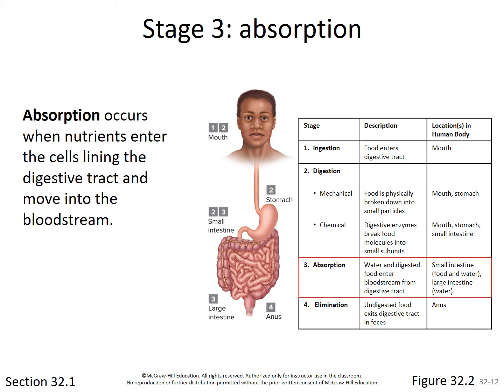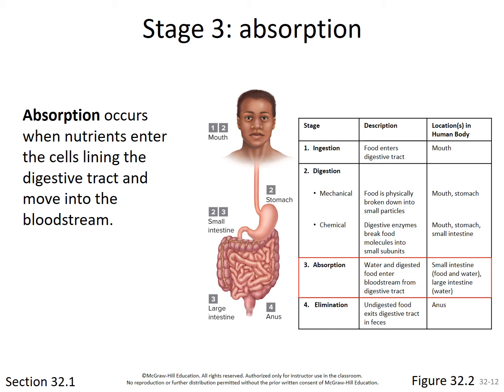Stage 3 is absorption. Now, this is going to occur when nutrients enter the cells lining the digestive tract and move into the bloodstream. So a couple of things here. First of all, you've got to have cells that are able to absorb these nutrients. And secondly, you've got to have a large network of blood vessels that are closely associated with these cells.